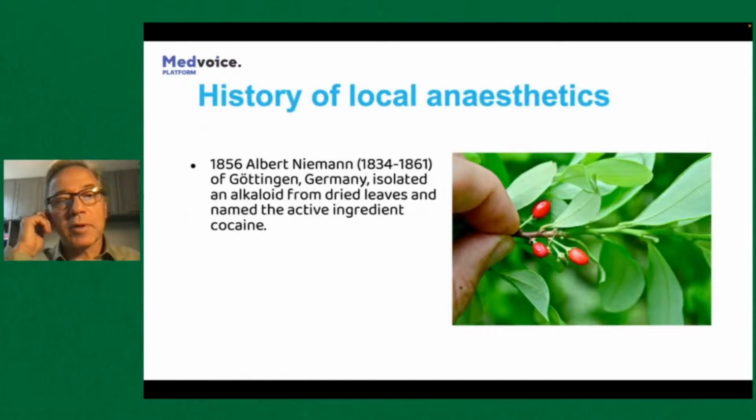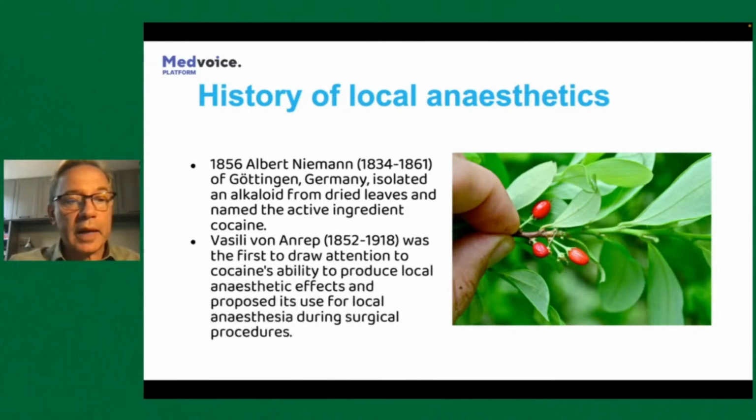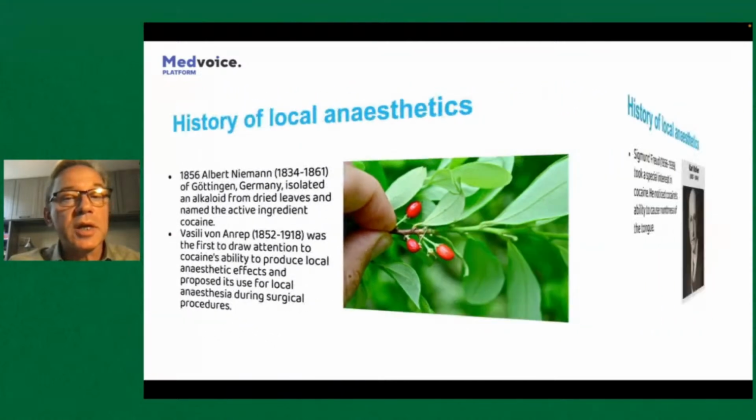But first, a little bit about the history of local anesthetics, and it starts in 1956 when Albert Niemann of Göttingen, Germany, isolated an alkaloid from dried leaves and named the active ingredient cocaine. But it's not until Vasily von Anrep, who drew attention to cocaine's ability to produce local anesthetic effects, and it's him who proposed the use of local anesthesia during surgical procedures.